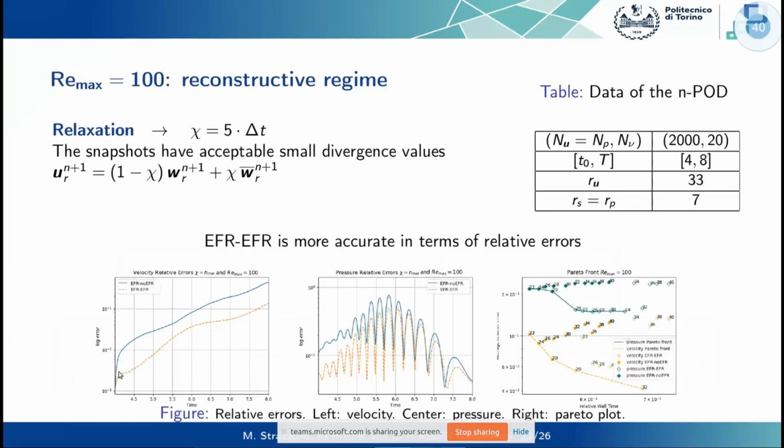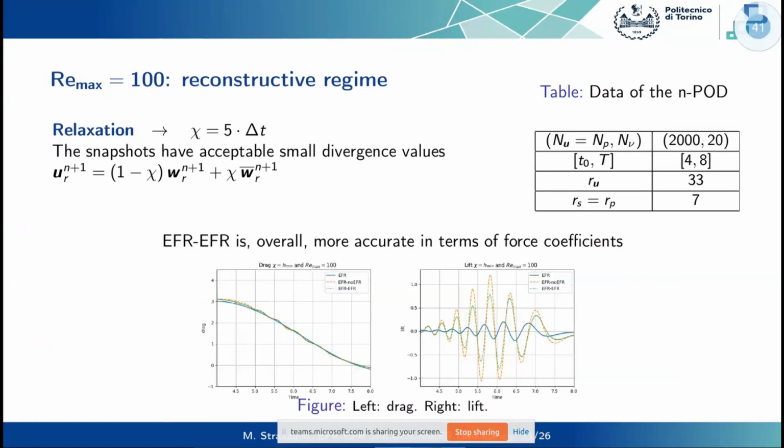Relative errors, as I told you, with the velocity, we are pretty good. For the pressure, we have a lot of oscillations, but still we are below the EFR, no EFR solution. For the Pareto front, except for the first three diamonds and the first three circles, the optimal solution in order to achieve a good accuracy is always given by the EFR strategy.